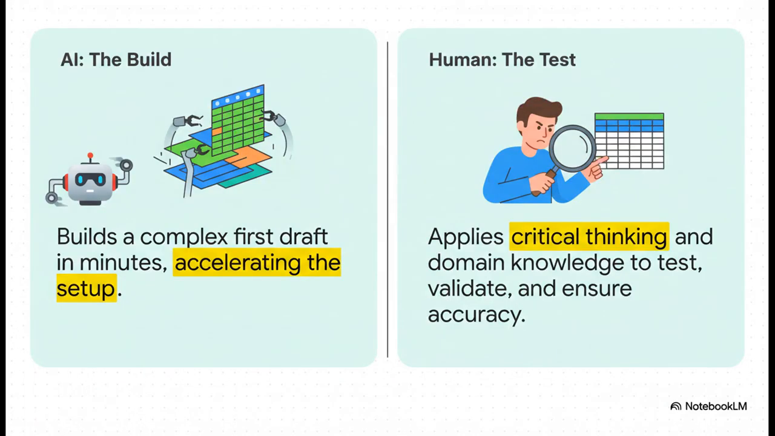So this really shows you the new partnership, the new dream team. You've got the AI on one side, and its strength is the build. It can create a complex first draft in minutes. But then you have the human, that's you. And your strength is the test. You apply critical thinking, you question the assumptions, and you make sure it's reliable. The AI accelerates the setup, and you ensure the accuracy.